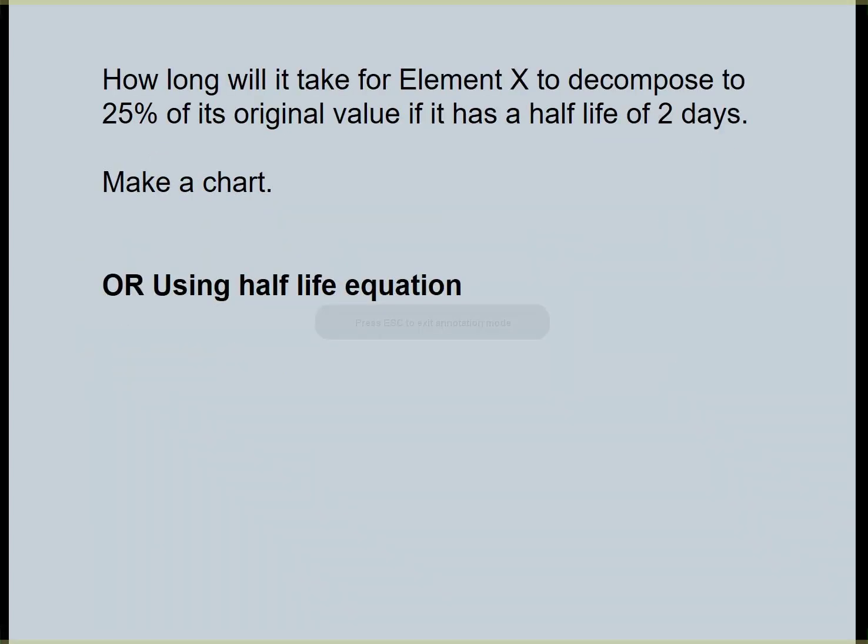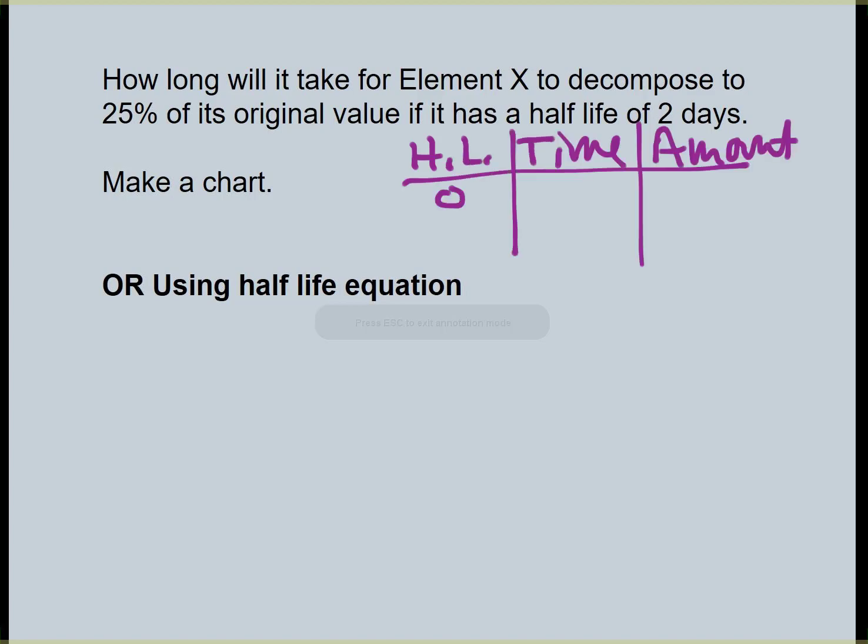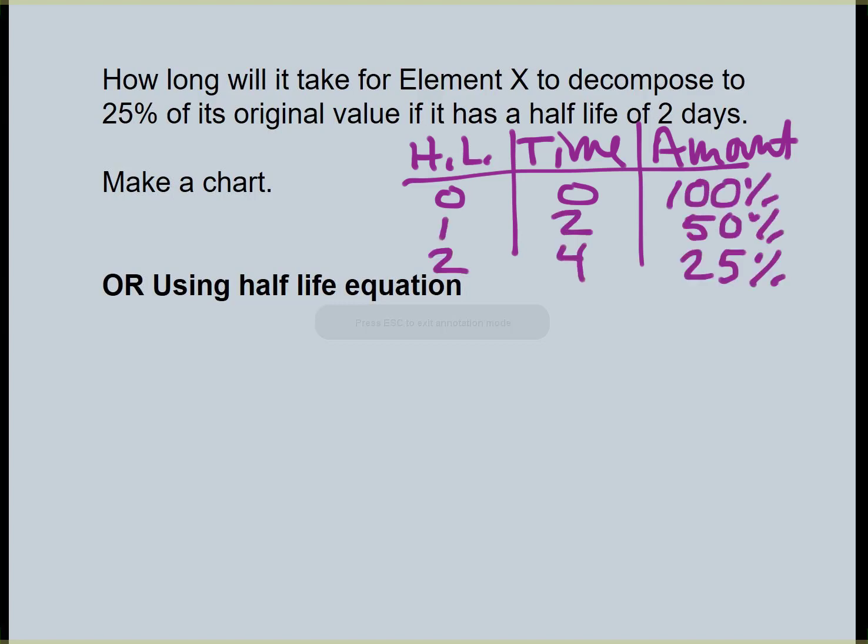So let's look at this one. How long will it take for element X to decompose to 25% of its original value if it has a half-life of 2 days? So you can make a chart. I'm just going to do half-life, time, and amount. Again, start at 0, and I have 100%. 1 half-life goes by, that's 50%. 2 half-lives go by, that's 25%. And it says how long will it take? So that would be 4 days. So that's one way to figure out this problem.